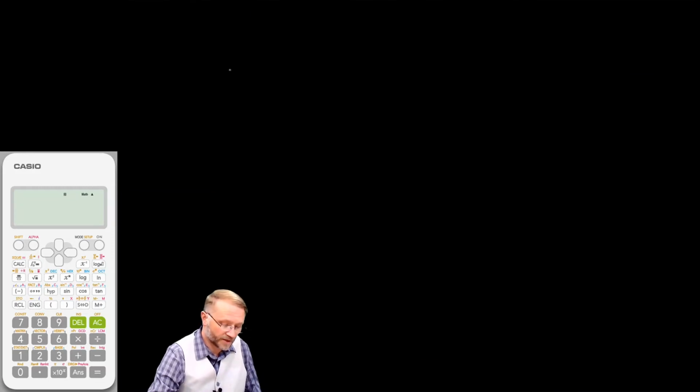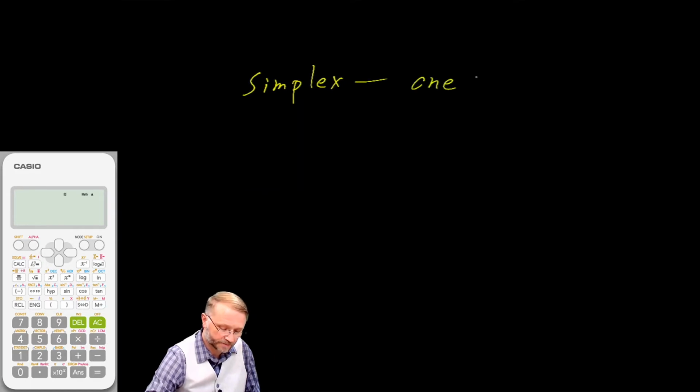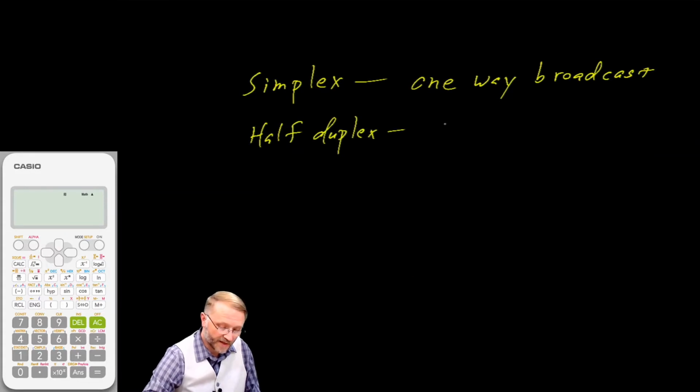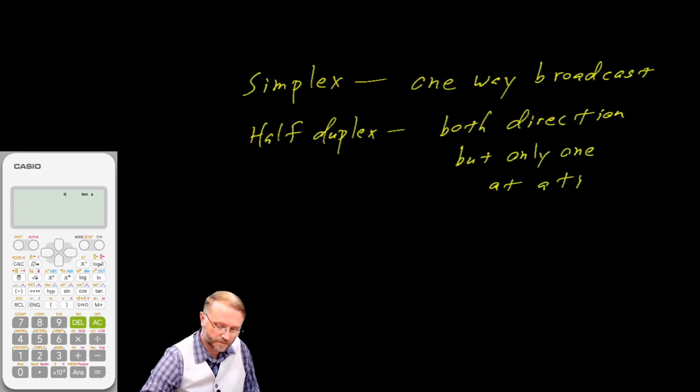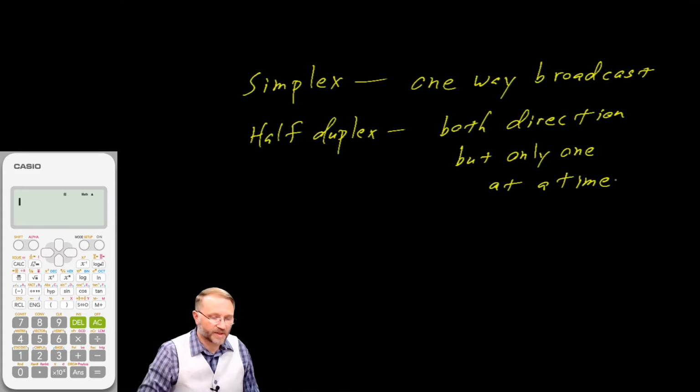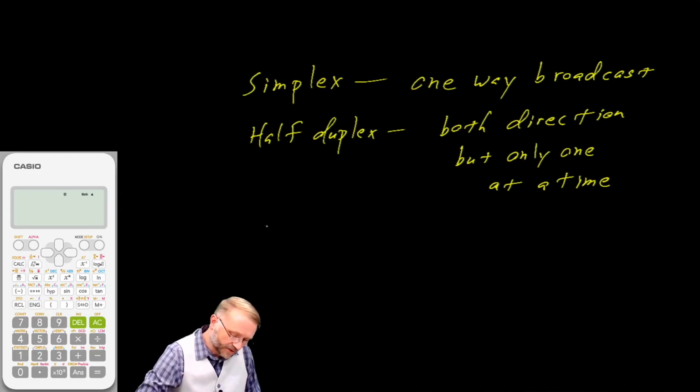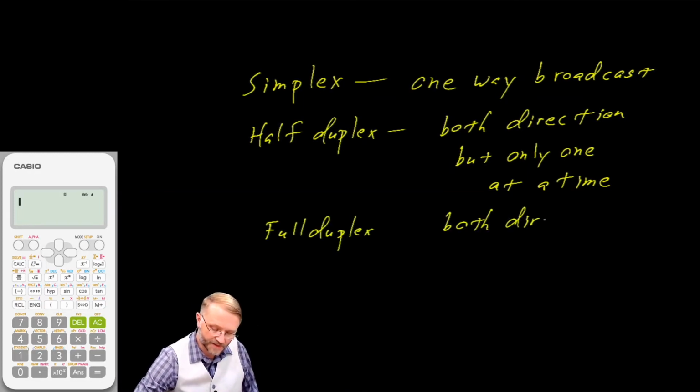Here's some terms that you should know. Simplex, that is a one-way broadcast. Half duplex, that's both directions, but only one at a time. You know you're talking on a duplex system when there's a tendency to say, over. Right? That tells the other person that they can start. It's horrible radio practice, but you hear it all the time. Over. All right. Now, full duplex is both directions and at the same time.